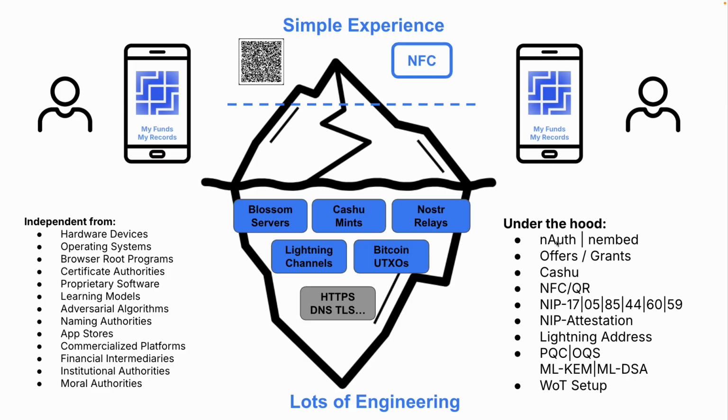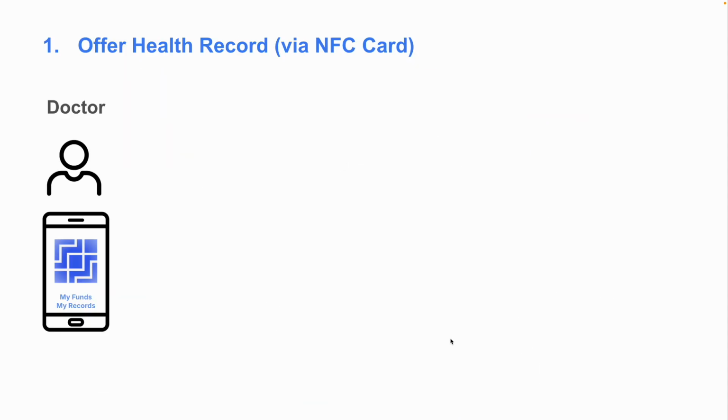Underneath the hood, I've developed a protocol which I call Noth and Nembed for transmitting records. I've developed offers and grants, and also payments with Cashu. I'm using NFC and QR. I'm focusing on making sure I implement the NIPs, in this case NIP-85, which is the trusted assertions, and the NIP attestation, which enables me to attest ownership. I've also implemented post-quantum, and I will be demonstrating that.